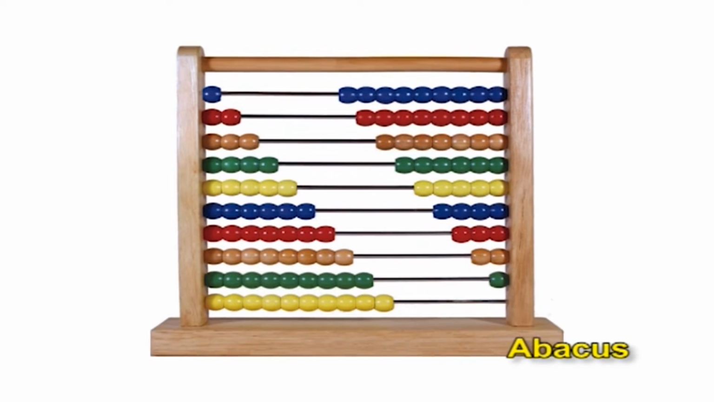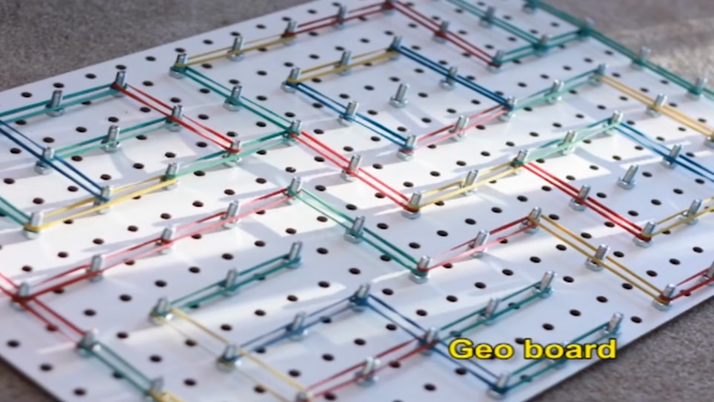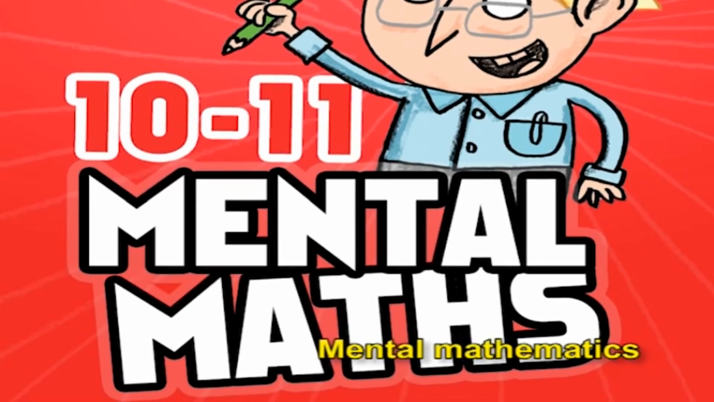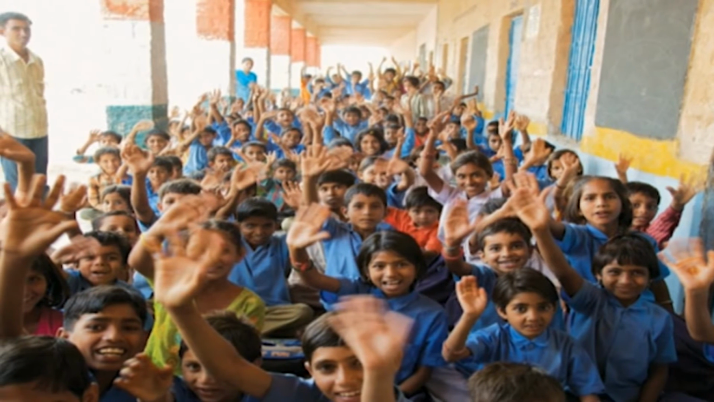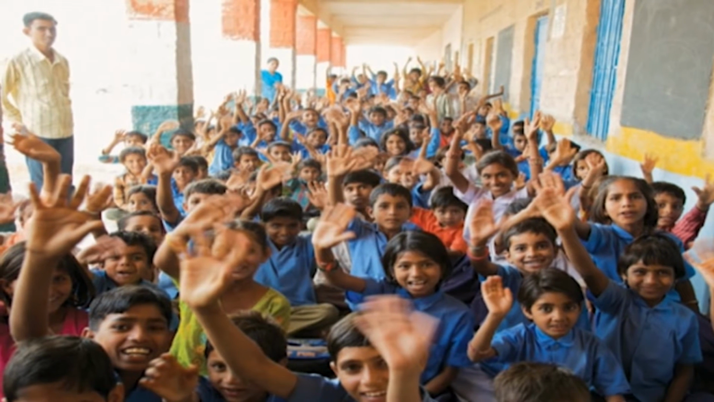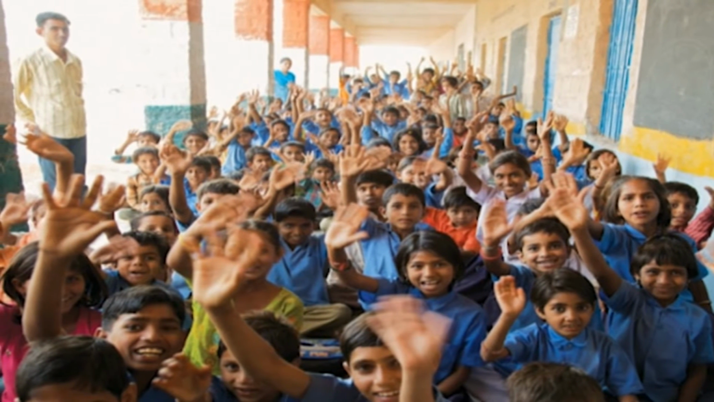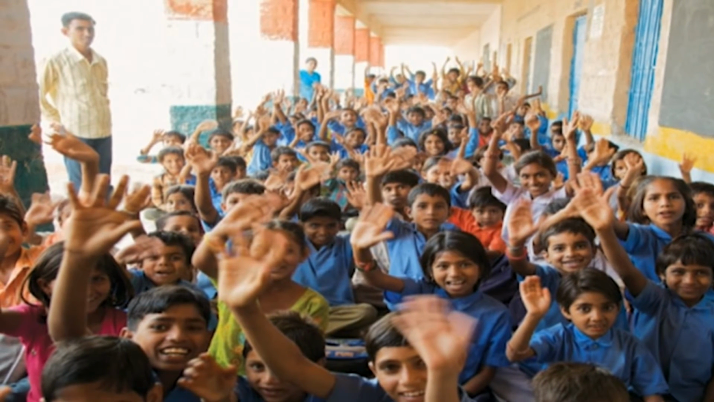tools, including use of the abacus, Taylor frame, braille writer, geoboard, mental mathematics, talking calculators. These strategies and tools should be introduced early in child's educational program and continually reinforced throughout the school years. In this chapter, the following mathematical aids are discussed below. 1. Abacus. 2. Taylor frame. 3. Geometric kit. First we will see abacus.